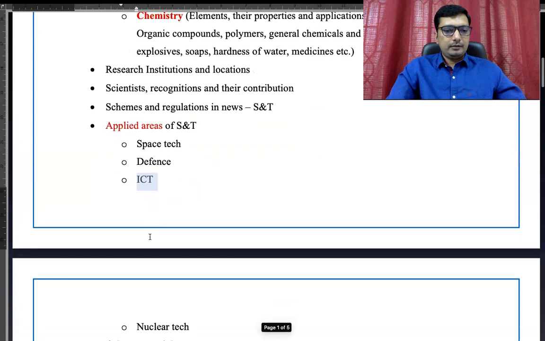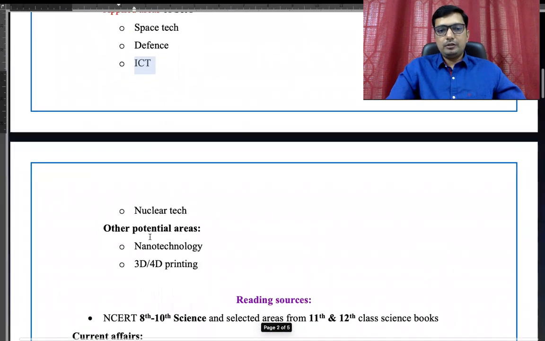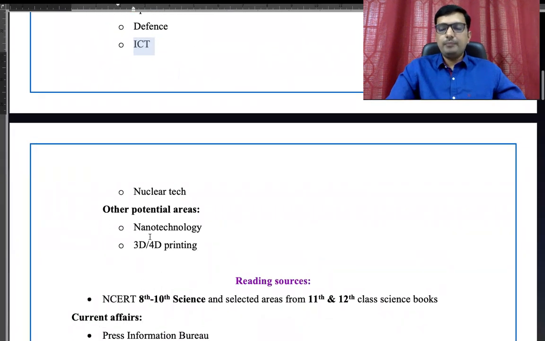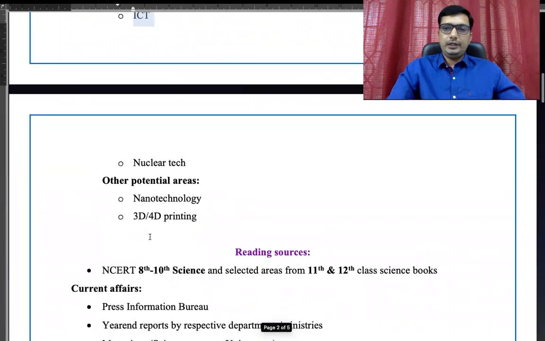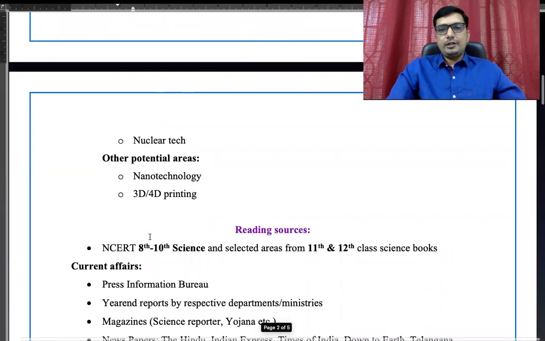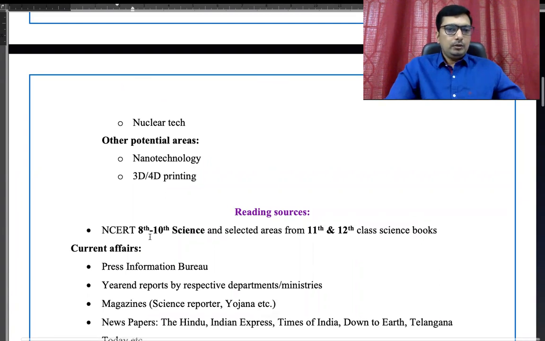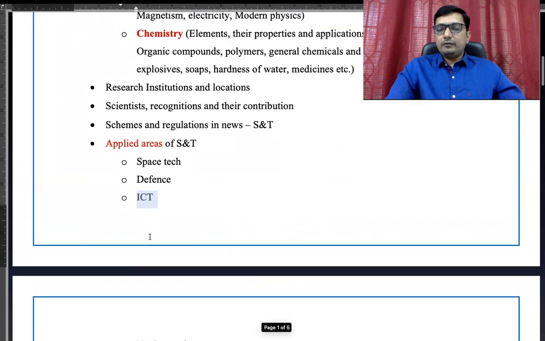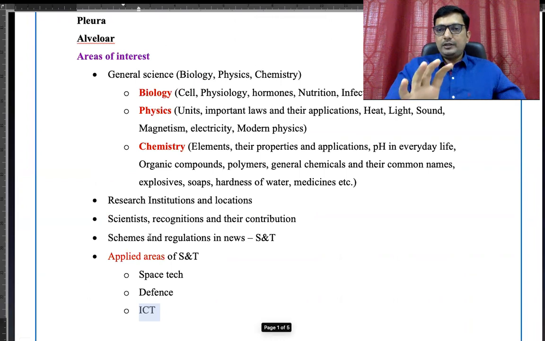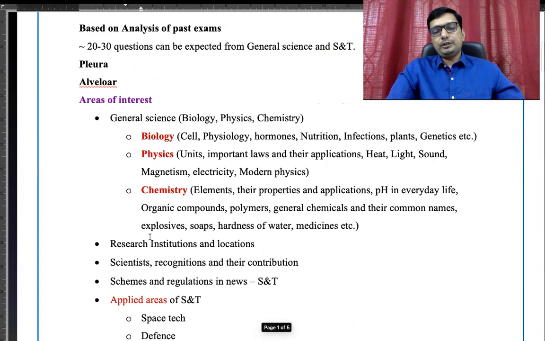Next, nuclear technology is also a potential area. Questions have come. In the next session, I'll give you those 8 questions. And other potential areas, if you notice, nano, 3D, 4D technology, stem cell technology, etc., are very much potential in the exam. So this is an idea about what to read for prelims, and many of these areas also help you to prepare for a mains exam as well, especially for Group 1 students.